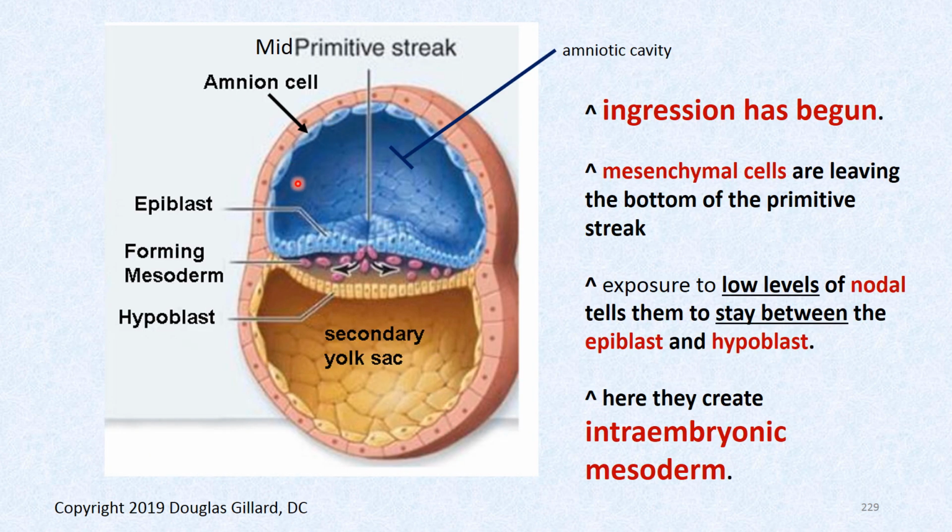Here's a cartoon of that. It's kind of nice because we see now the amniotic cavity. There's the amnion. And this is what we're talking about. We got cells moving down through the primitive streak in the middle region.